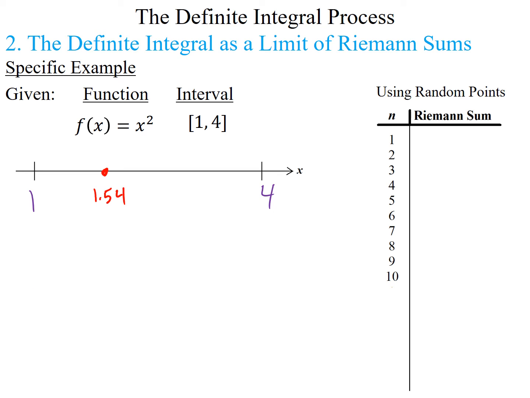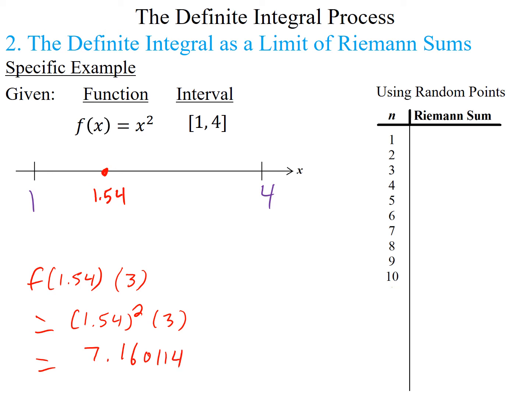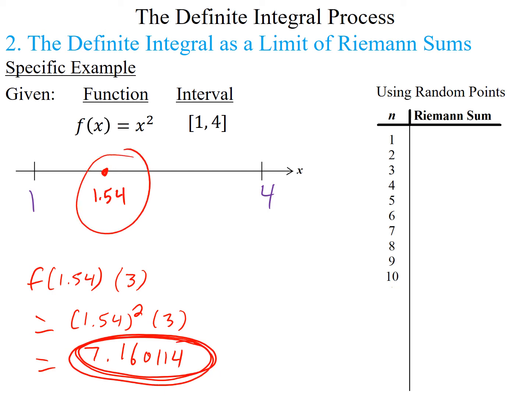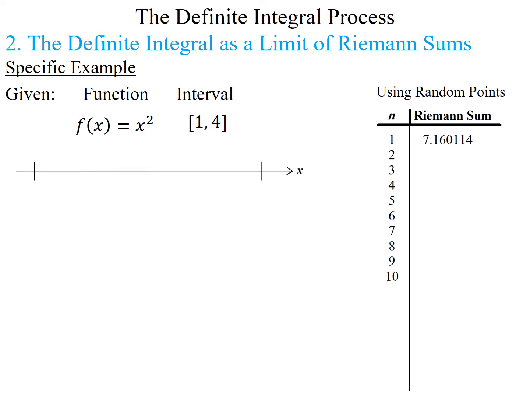So how do you build the Riemann sum? You plug 1.54 into the function. Remember, that's x1 star. And you multiply by the width, which is 3. And again, that means you're going to plug 1.54 into the function. So it's 1.54 squared times 3. And the answer that you get when you do that, 7.160114. If you didn't get exactly this answer here, that's because this circled answer is the answer that Excel gave me. But 1.54 is actually a rounded number from what Excel gave me. Okay, so we have that.